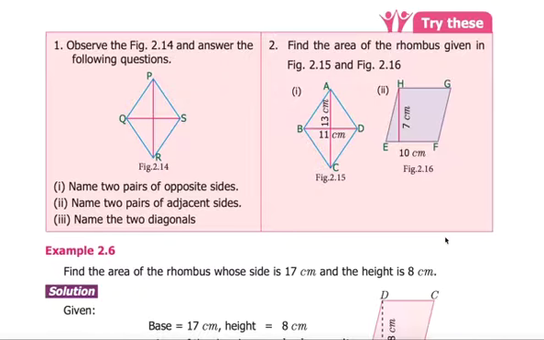Now observe that figure and answer the following questions. Name two pairs of opposite sides: QR and PS. The second pair: SR and QP. Name the two diagonals: QS and PR.